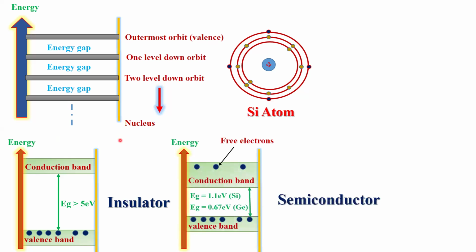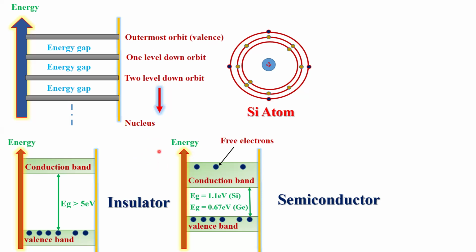How about the energy band diagram for the semiconductor? You can see that there is a valence band and all the electrons are there. And at the conduction band, there are few available charge carriers. However, if you want to have so many charge carriers, that is the free electrons, then you need to overcome the energy gap associated with the semiconductor. For silicon, it is 1.1 electron volt. For germanium, it is 0.67 electron volt.